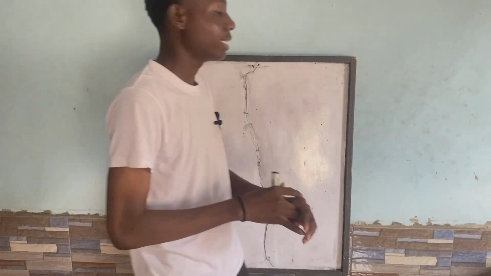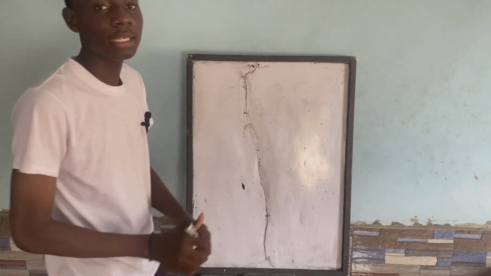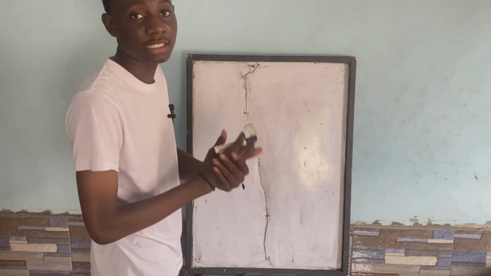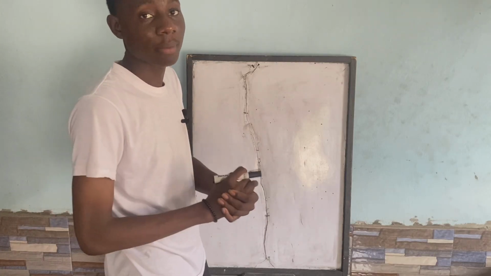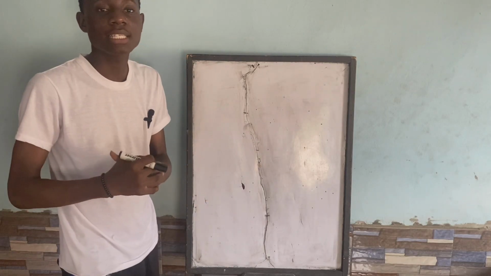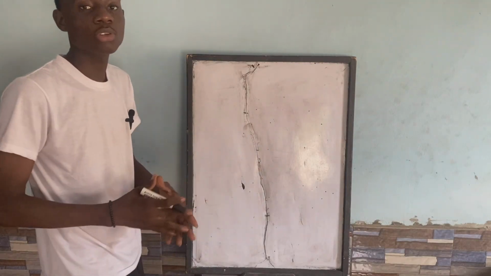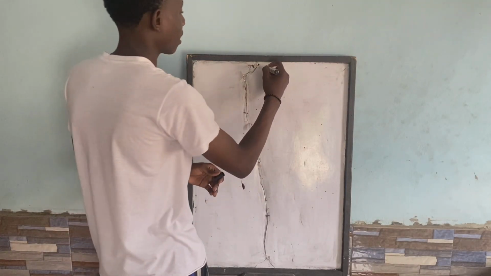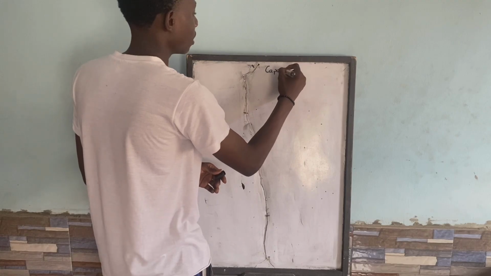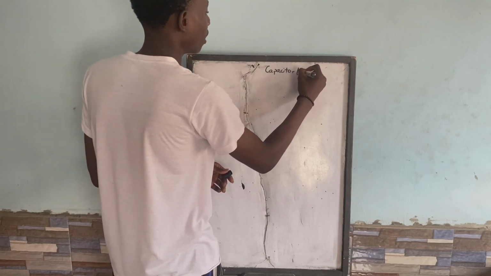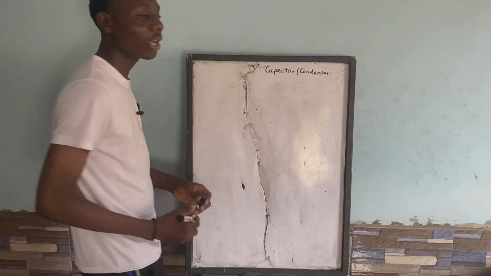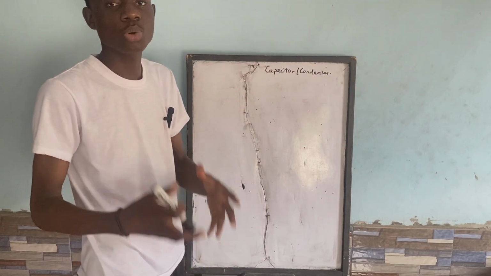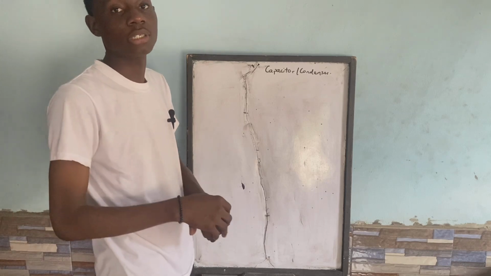So what we'll be doing today is basically the charging and discharging of capacitors, for A level. The first thing I want you to understand is that our capacitor is also called a condenser. I've said earlier that what a capacitor does is store electrical energy. Are we clear about that?